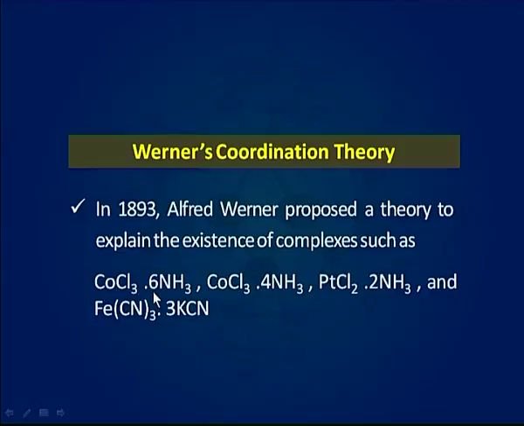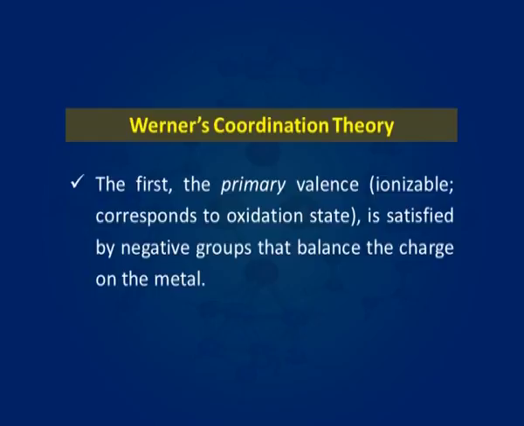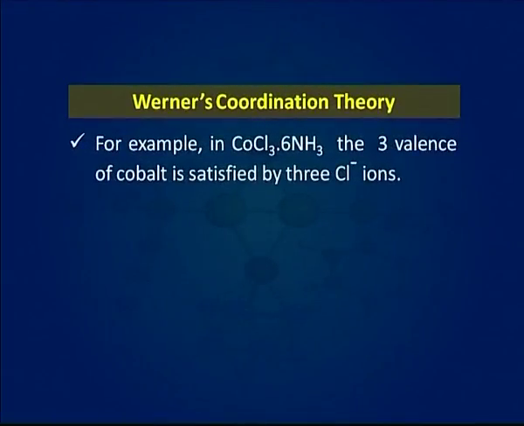In 1893, Alfred Werner proposed a theory to explain the existence of complexes such as CoCl3·6NH3, CoCl3·4NH3, PtCl2·2NH3 and Fe(CN)3·3KCN. He began by assuming that a metal ion has two kinds of valencies. The first, the primary valency, is ionizable and corresponds to the oxidation state. It is satisfied by negative groups that balance the charge on the metal. For example, in CoCl3·6NH3, the 3 valency of cobalt is satisfied by 3 Cl minus ions.